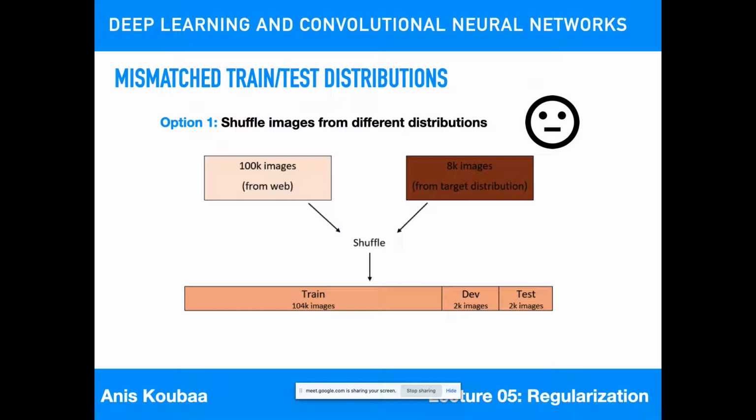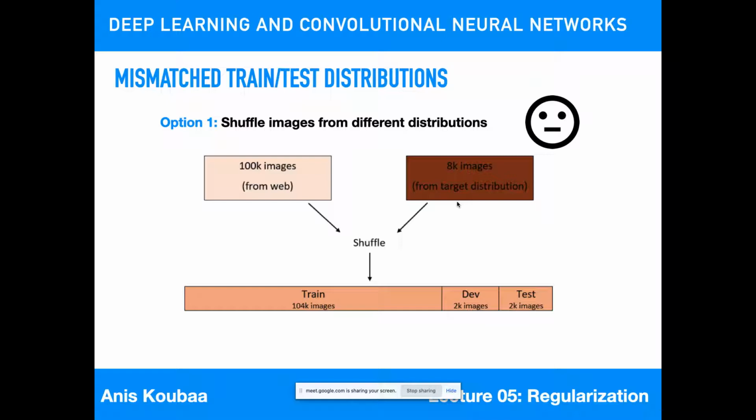And at the same time, you have collected images from your target distribution. Imagine that you build a model, for example, for a particular environment. You went to that environment and you took pictures from the same camera that you are going to use later on in production when you deploy your model, and you collected 8,000 images from the target distribution. Now you have images collected from the web and images collected from the target distribution. Now the question: how are you going to merge these two different types of images?